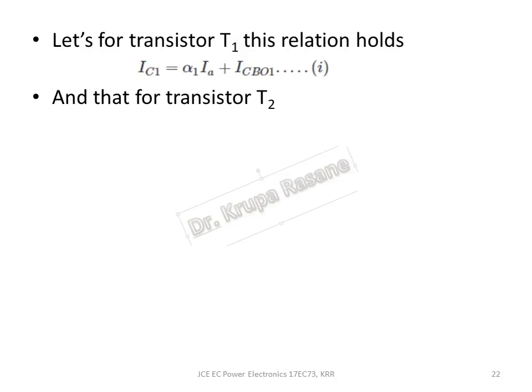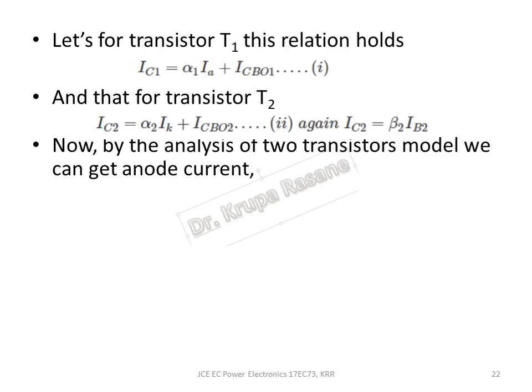Similarly, for transistor T2, I am going to have IC2 equal to alpha 2 into IK. The emitter current for transistor T2 is the cathode current, and hence I will call it IK, plus ICBO2. The leakage current ICBO2 stands for transistor 2. And again here also IC2 is equal to beta 2 times IB2. That is the current gain that we know.